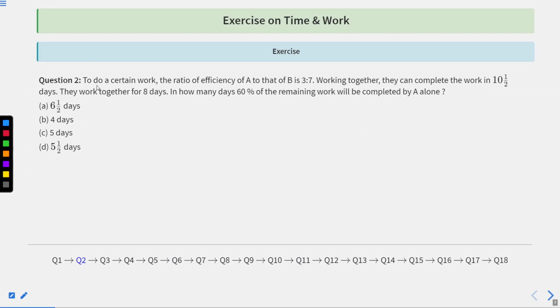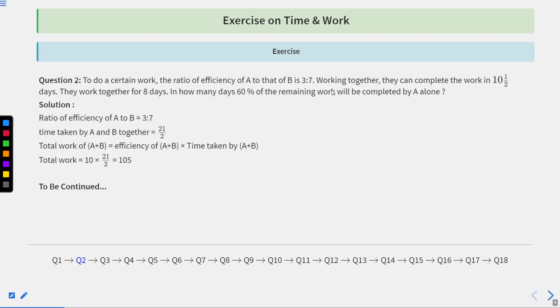Now, moving to question number 2. To do a certain work, the ratio of efficiency of A to that of B is 3:7. Working together, they can complete the work in 10 and 1/2 days. They work together for 8 days. In how many days will 60% of the remaining work be completed by A alone?